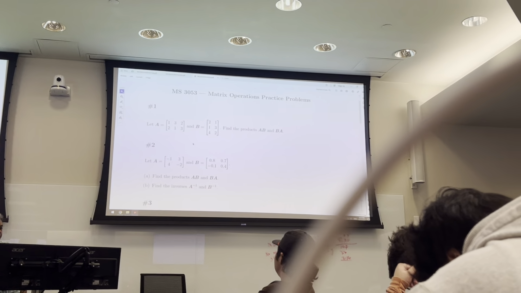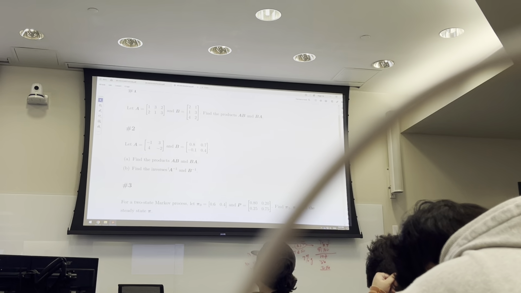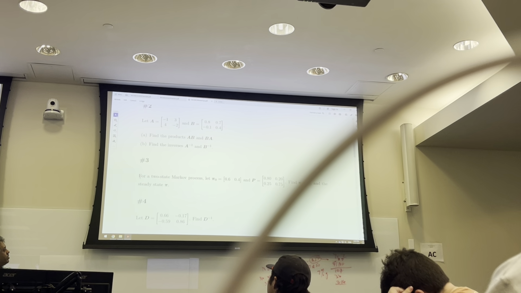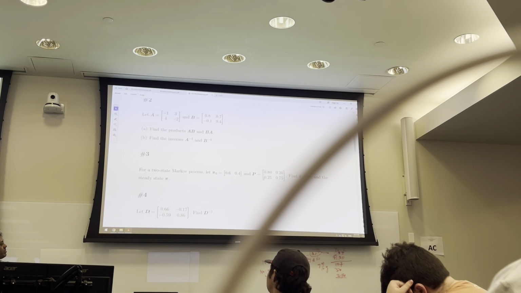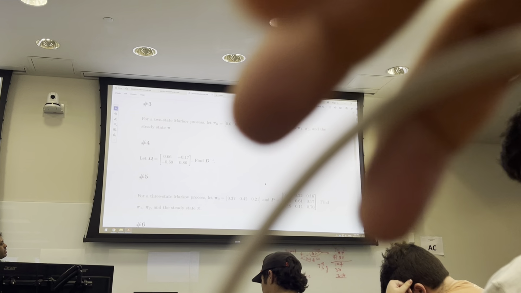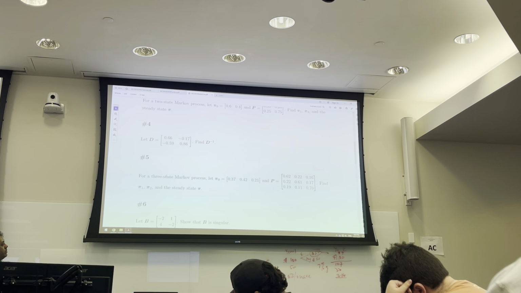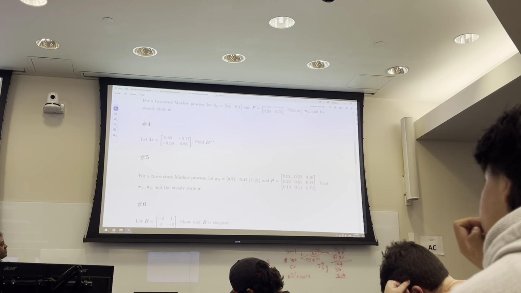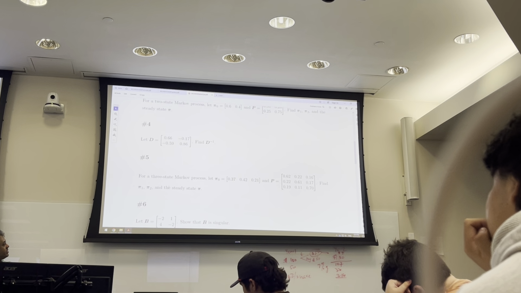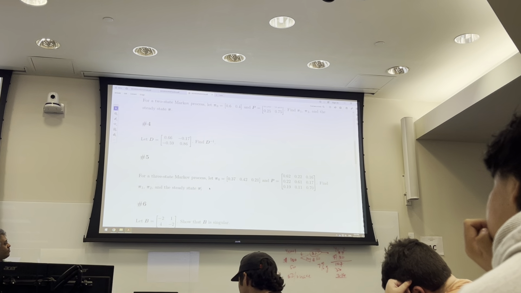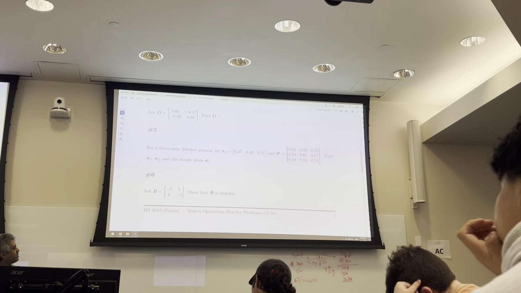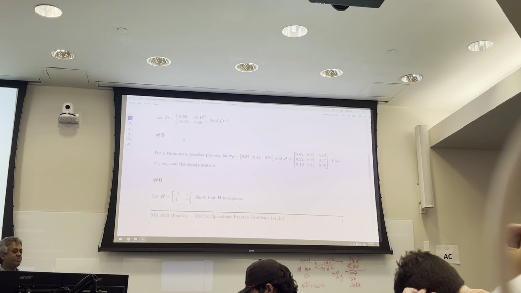Matrix multiplication up here. Matrix multiplication, find the inverses. Here's another Markov problem right there. Here's an inverse. 3-state Markov process, just multiplication. Remember, like I said, you're not going to have to find a steady state for a 3-state process. Show that B is singular. Is this the exact same one?